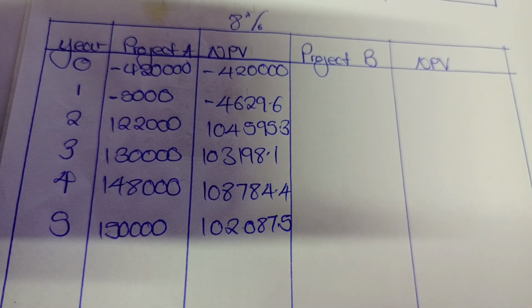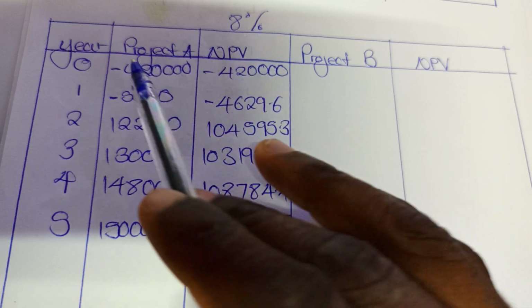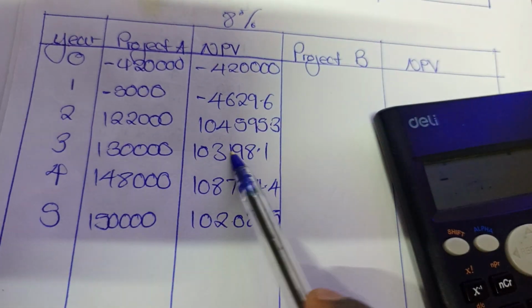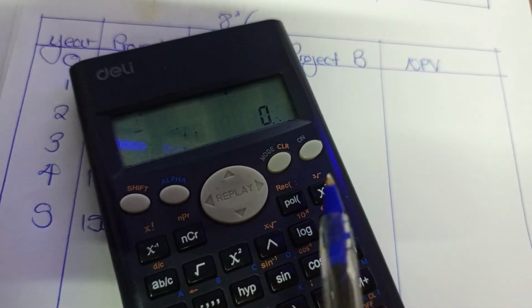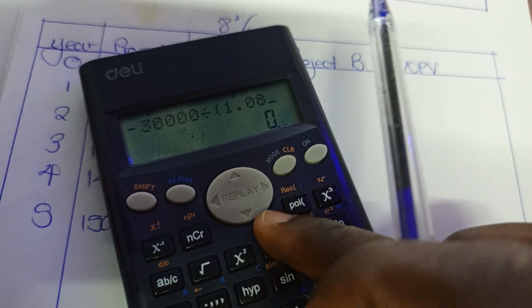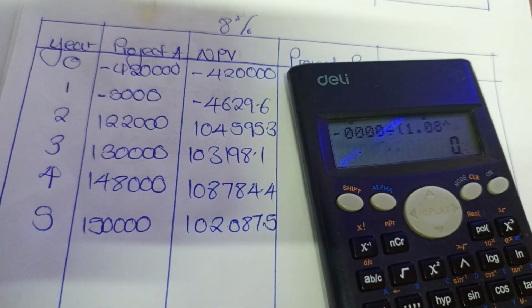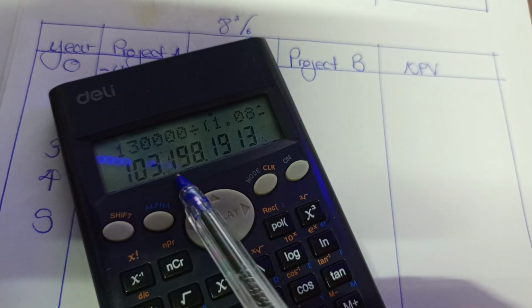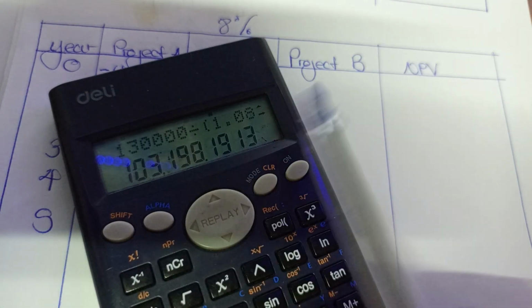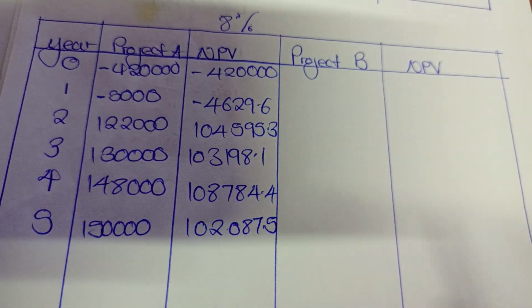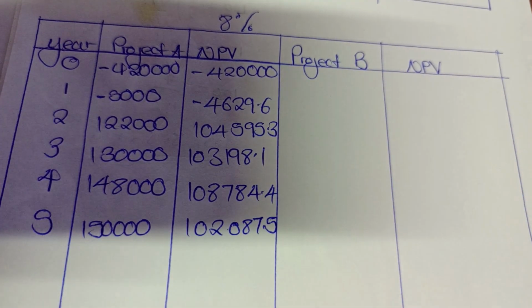Remember, when we use 8% on project A, these will be the results. Remember the same way you were punching. I will just punch this one: 130,000 divided by 1.08 to the power 3. This will be the result, 103,198.2. So from here, we go for project B. The same way you were calculating for 6% is the same way we also calculate for 8%.